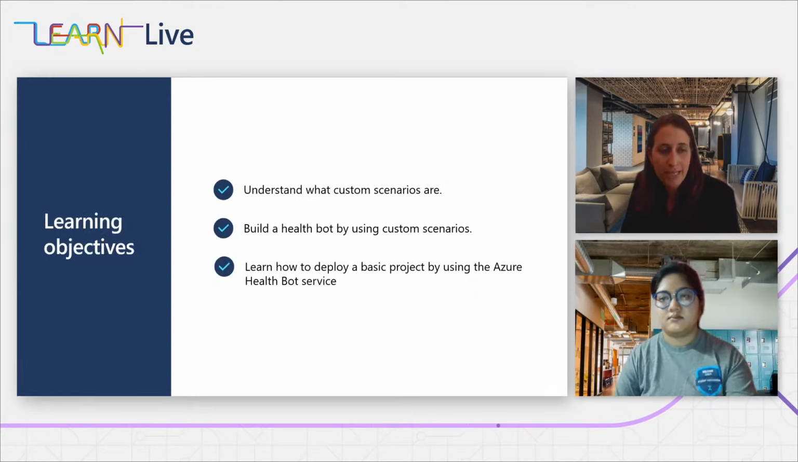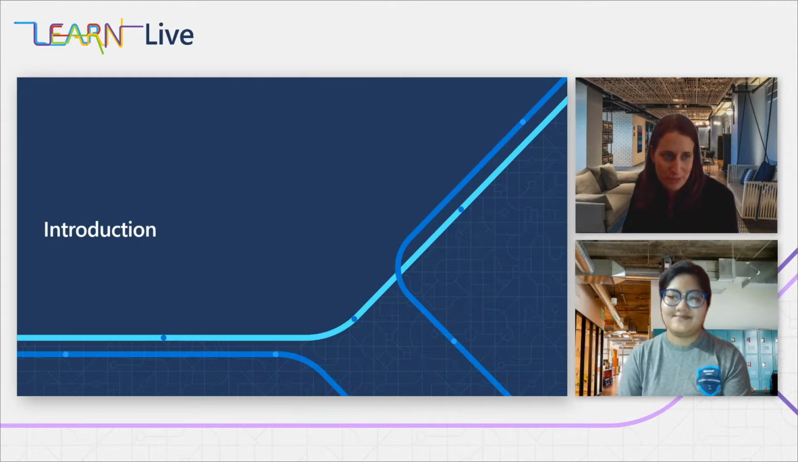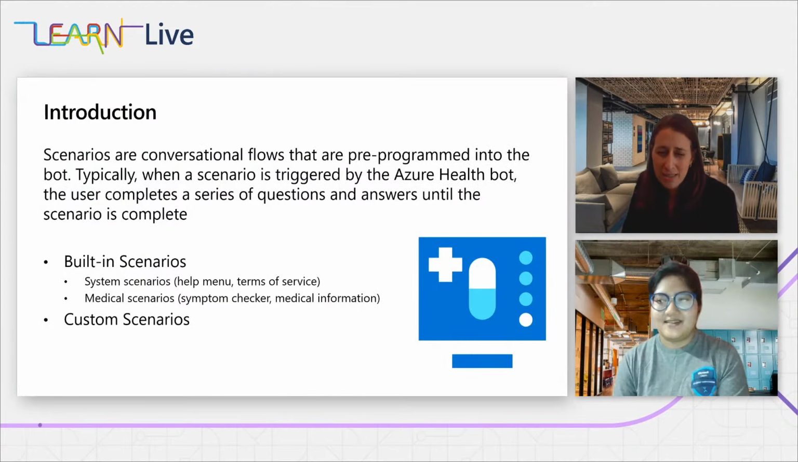So in the second part, we will talk about custom scenarios, what they are, and how to build them. We'll actually build a custom scenario together and test it out, see how it's working. And this will actually be a deployment of our first Azure Health Bot service. So let's talk a little bit about scenarios. When we talk about scenarios in the Azure Health Bot, we're actually talking about a conversational flow that you pre-program into the Azure Health Bot.